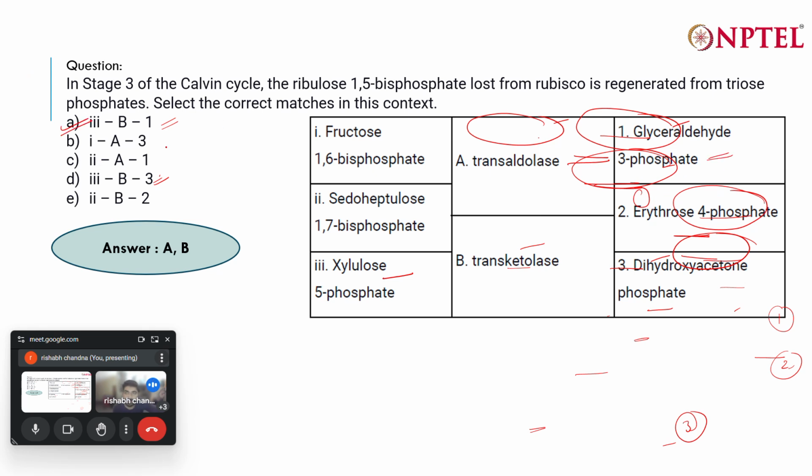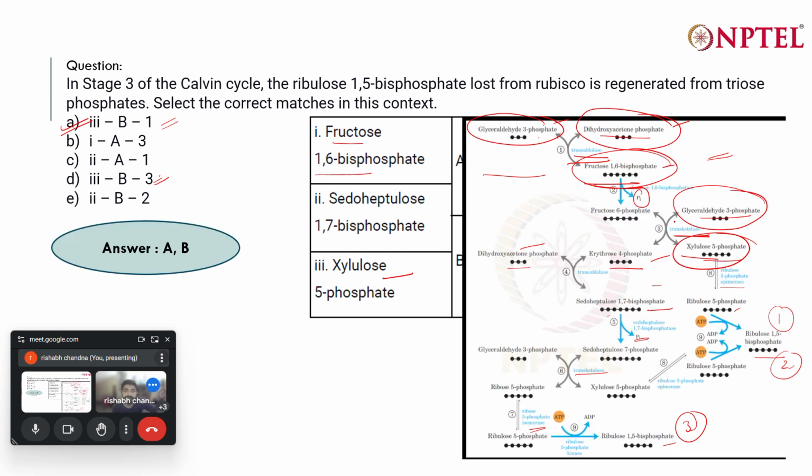Then the second one is 1A and 3. That means fructose 1,6 bisphosphate, trans-aldolase, and dihydroxyacetone phosphate. So yes, dihydroxyacetone phosphate in the presence of trans-aldolase forms fructose 1,6 bisphosphate. Okay, so this option B is also correct.